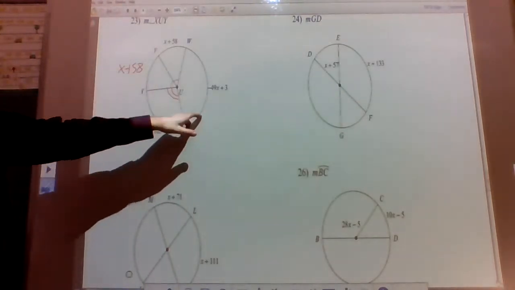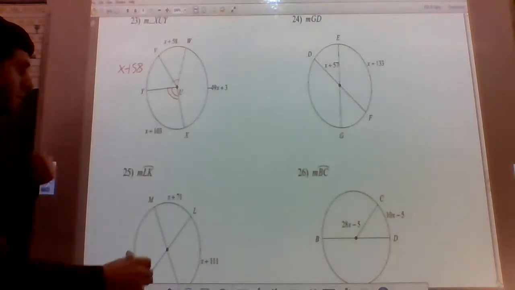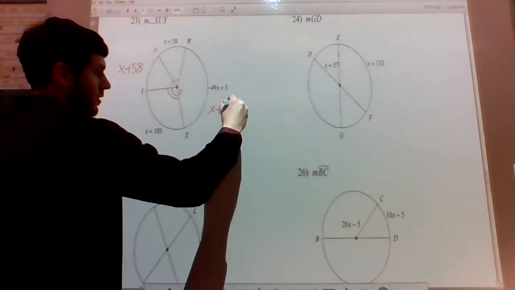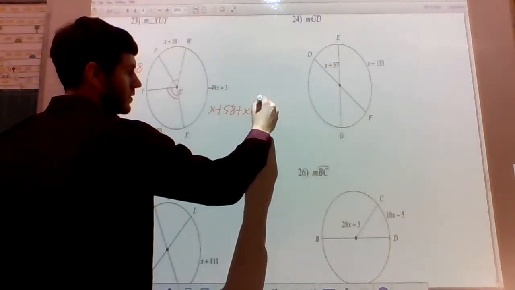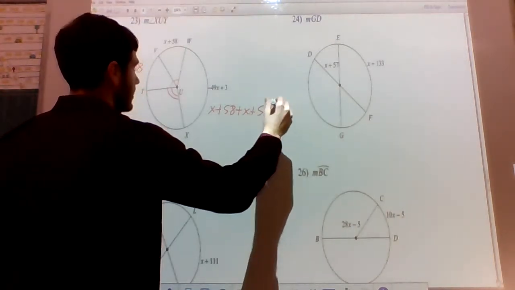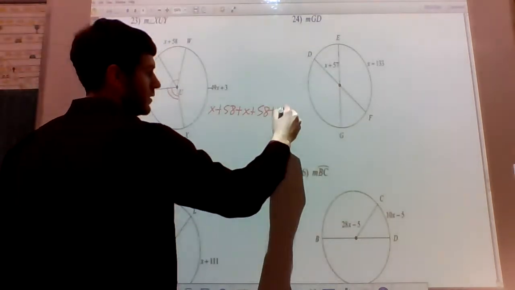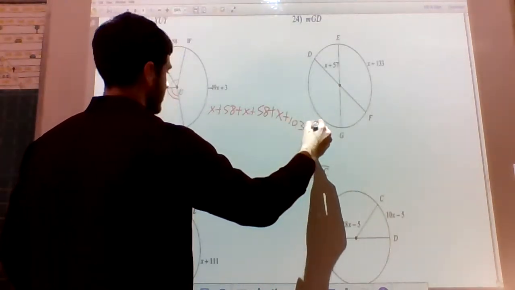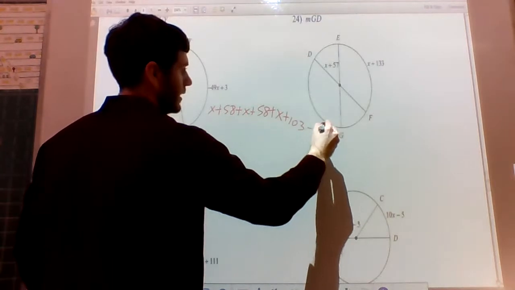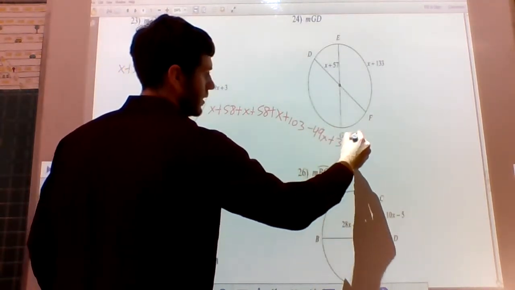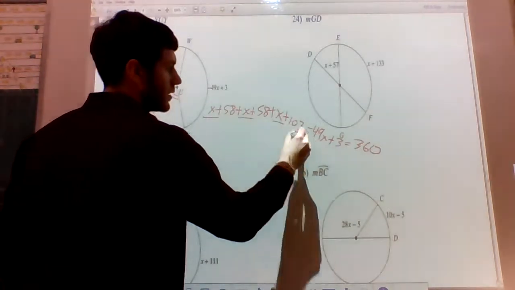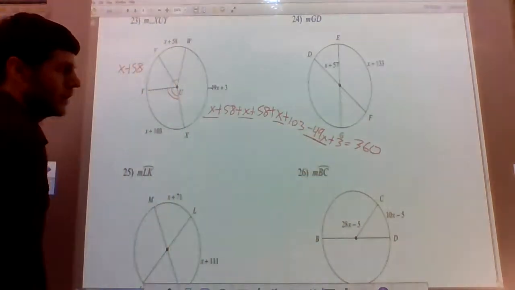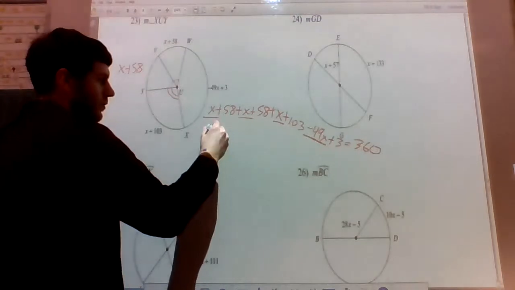So we know a circle is 360 degrees. So x plus 58 plus x plus 58 plus x plus 103. And then minus 49x plus 3 equals 360. Combine like terms. That's 3x minus 49x. That's going to be negative 46x.